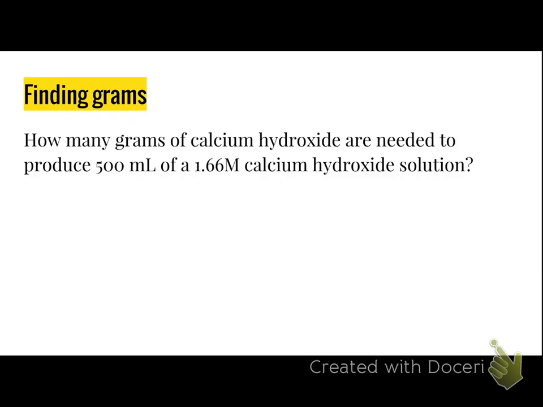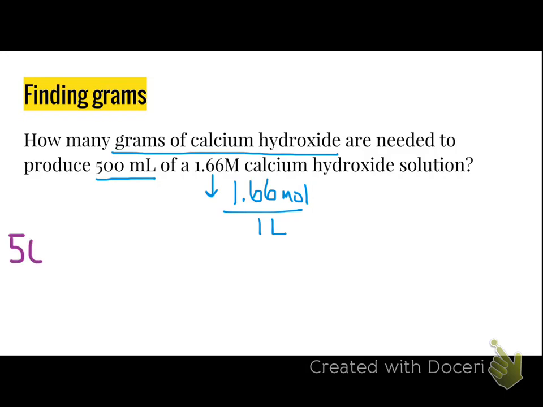All right, so how many grams of calcium hydroxide are needed to produce 500 milliliters of a 0.166 molar calcium hydroxide solution? Well, very similar to what we saw before. So we're going to take our molarity unit and draw it out into its separate units. This is moles per 1 liter. So we are given our starting 500 milliliters of solution, and we're looking for grams of calcium hydroxide, which is our solute. So start with what you know.